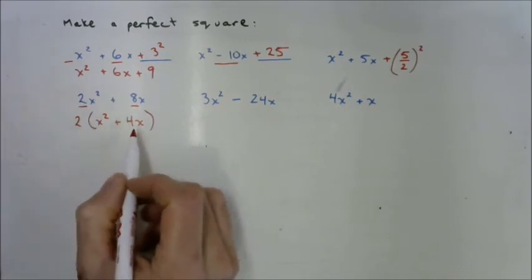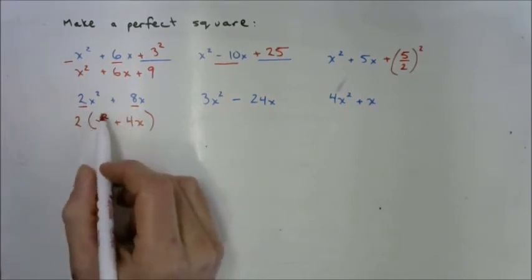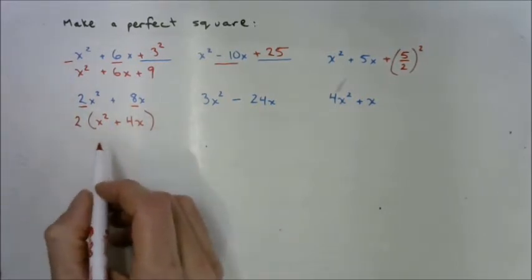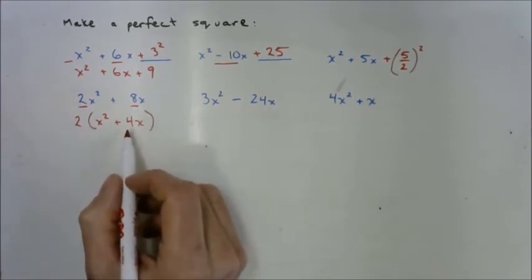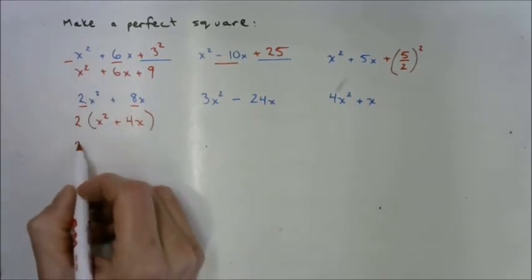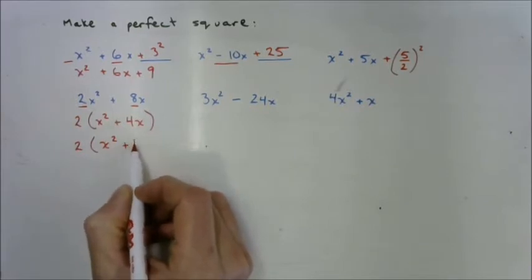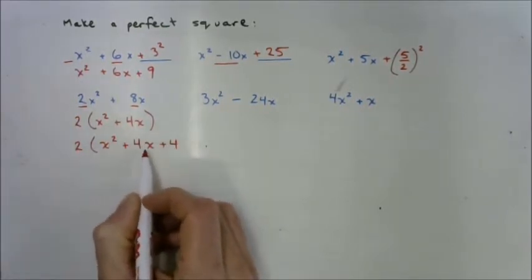But in order to complete the square, I want a perfect square trinomial, which means I need an x squared term, I need an x term, and I need a constant. So what would I need to add to this bracket in order to complete the square? Well, I would take half of 4 and square it. So the perfect square trinomial in this case is going to be x squared plus 4x plus 4.